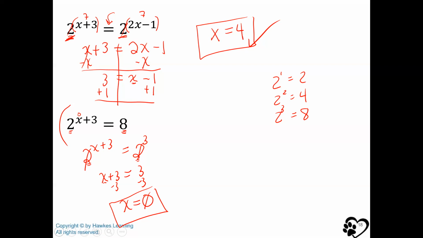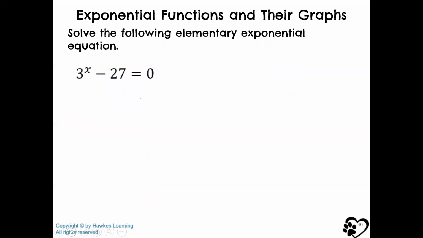So that is correct. That makes sense. All right, so on this one, we want to make sure we get that base number that has our variable on one side of the equal sign by itself. So we're going to move minus 27. So we're going to move it to the other side.